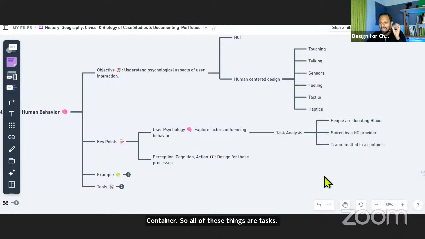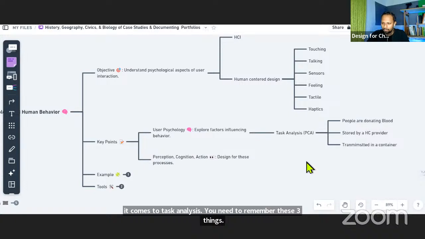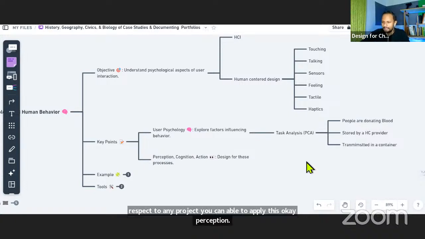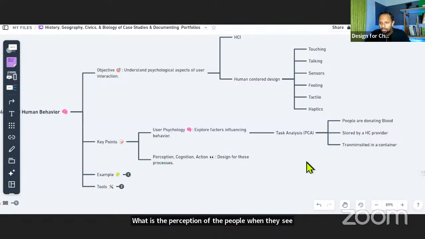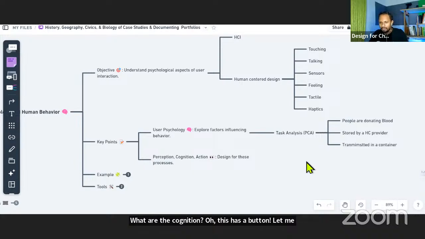Perception, cognition, action. When it comes to task analysis, you need to remember these three things, okay? With respect to any project, you can apply this, okay? Perception. What is the perception of the people when they see this particular clock? What is the cognition? Oh, this has a button. Let me go and press it. This is the cognition going inside me. Action. I'm doing it actually. Perception, cognition, action. If you understand this PCA, you can do any task analysis for your project.